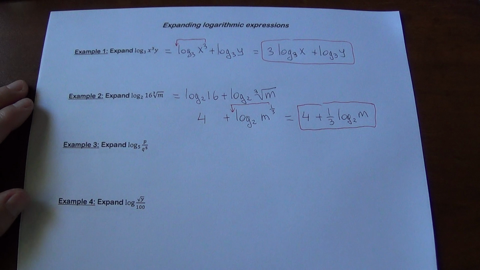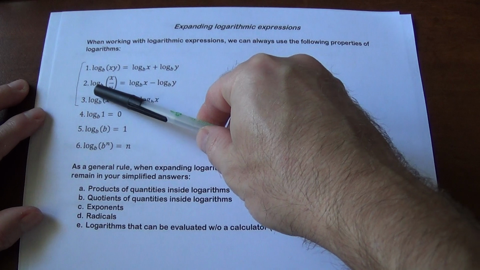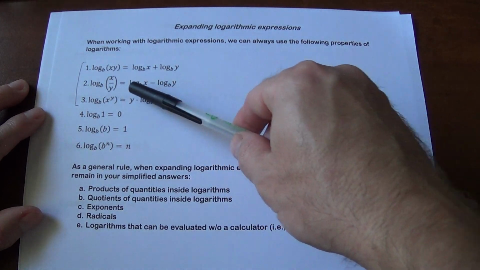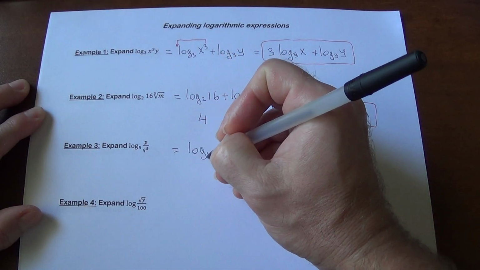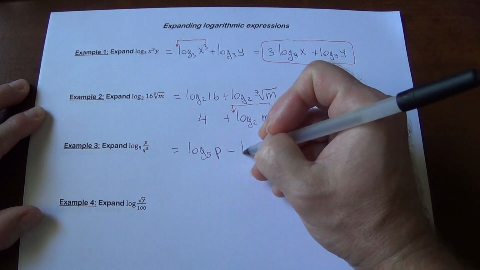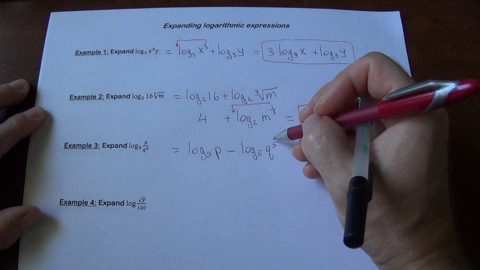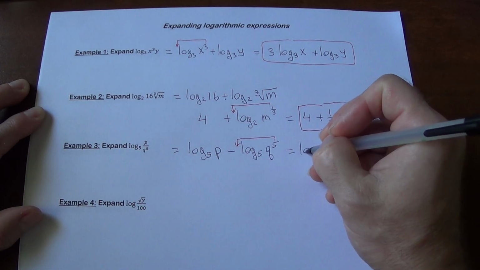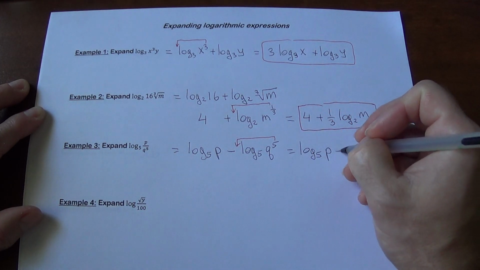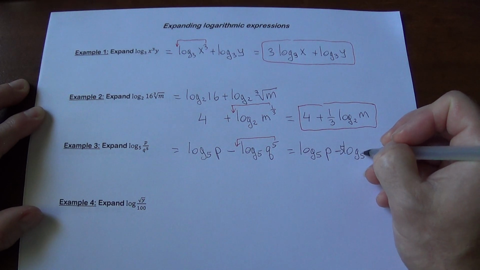The next problem, example 3, has a quotient. So in the quotient, right here, when you see a log of a quotient, you're going to write it as the difference of two logarithms. So the first thing we are going to do is write that as log base 5 of p minus log base 5 of q to the 5th. The exponent goes in the front. And we're going to have log base 5 of p minus 5 log base 5 of q.